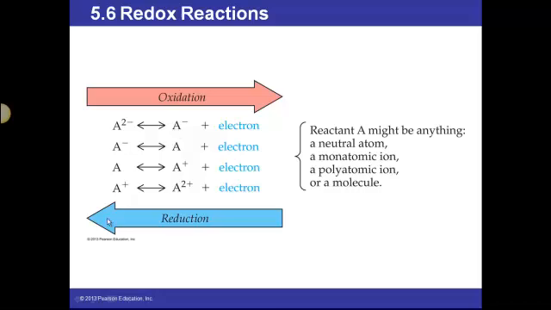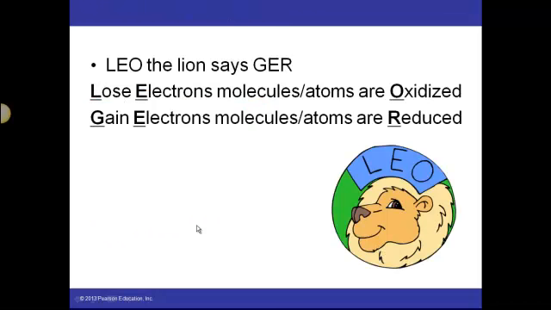If we go back in the opposite direction, become more negative, this would indicate that we're gaining electrons and that we're going to be reduced. So there is a great mnemonic to help you remember which one is oxidation and which one is reduction, and that is Leo the lion says grr. Leo means if you lose electrons, you become oxidized. And if you gain electrons, you become reduced.